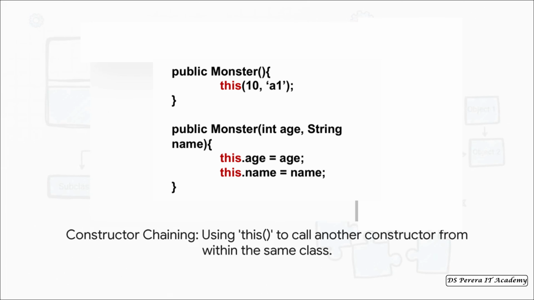Okay, here's another really powerful way to use this. It's for something called constructor chaining. Basically, you use this with parentheses, almost like you're calling a method, to have one constructor call another constructor inside the very same class. It's an absolutely fantastic way to reuse your code and keep things clean.